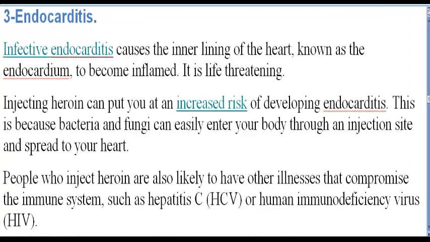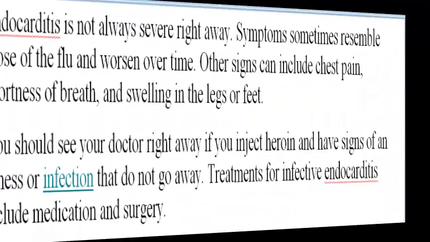3. Endocarditis. Infective endocarditis causes the inner lining of the heart, known as the endocardium, to become inflamed. It is life-threatening. Injecting heroin can put you at an increased risk of developing endocarditis. This is because bacteria and fungi can easily enter your body through an injection site and spread to your heart. People who inject heroin are also likely to have other illnesses that compromise the immune system, such as hepatitis C (HCV) or human immunodeficiency virus (HIV).